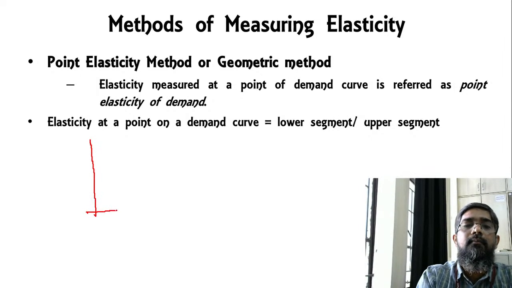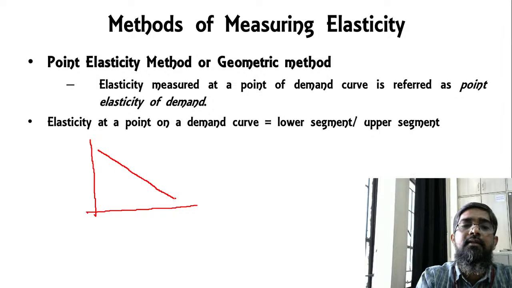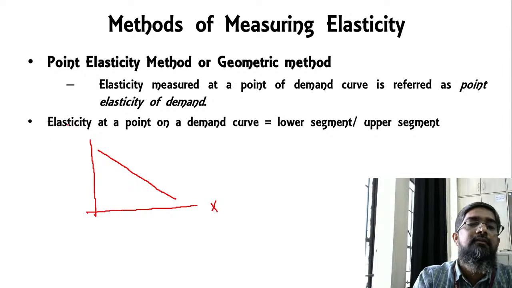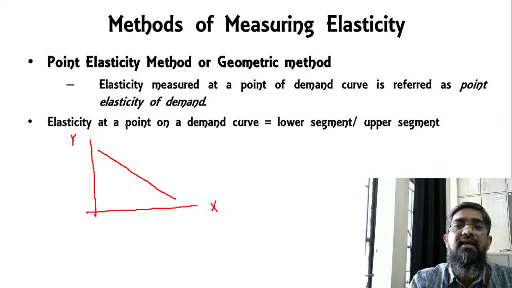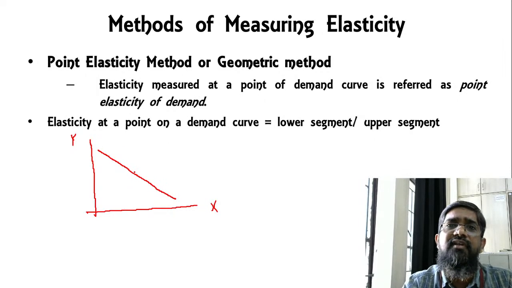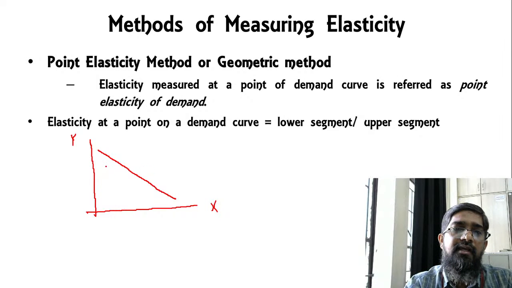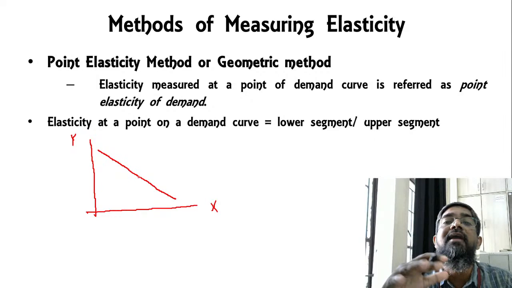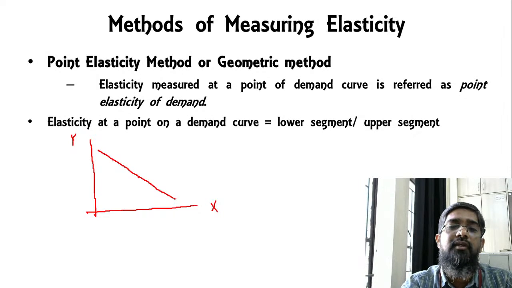Suppose this is your x and y axis and this is our demand line. This is x, this is y. Marshall says that on this demand line, elasticity will be different at each point. How many points are there on this demand line? On any particular line there are infinite, unlimited points, many points. So let us simplify this a little.